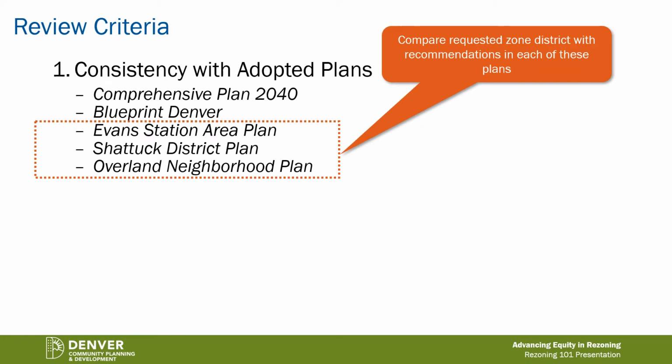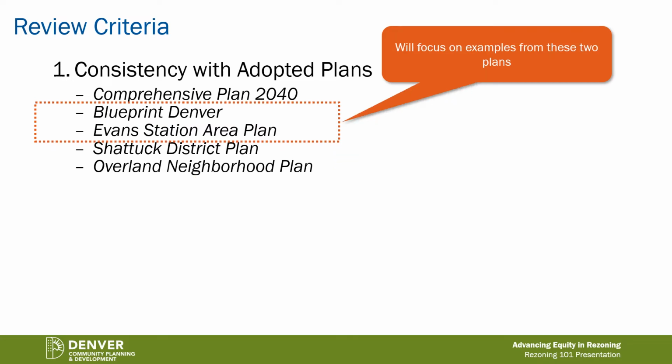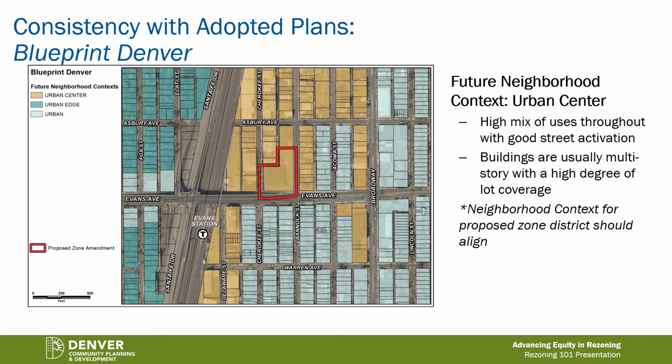Some areas will have additional guidance from a neighborhood plan or small area plan. In this case, there are 3 neighborhood or small area plans that apply to our property. To keep it simple, we will use examples from these 2 plans outlined in the red dashed line to discuss how the rezoning request meets the first review criteria. I'll discuss a few main elements of the citywide plan, Blueprint Denver, that are used to evaluate rezonings.